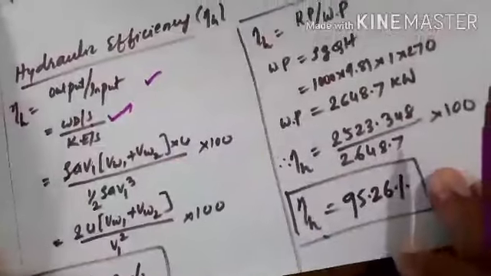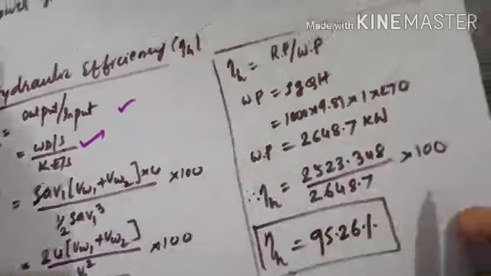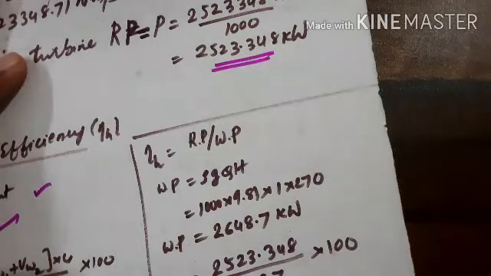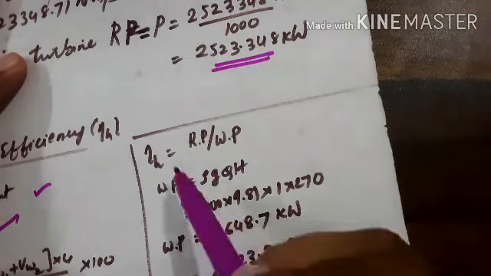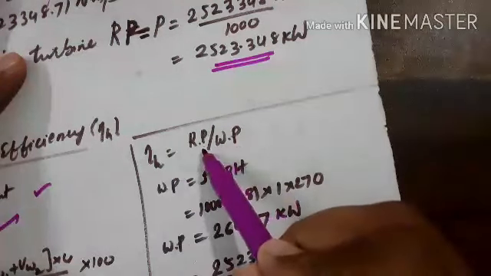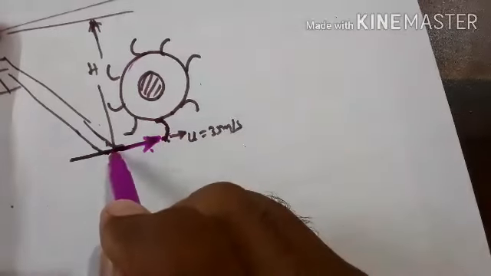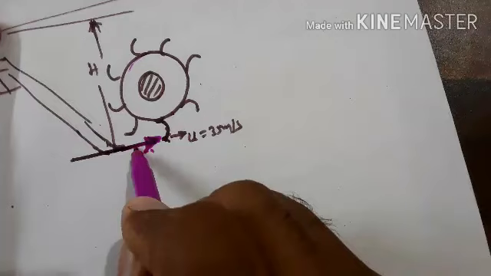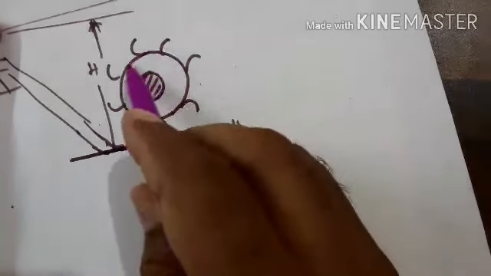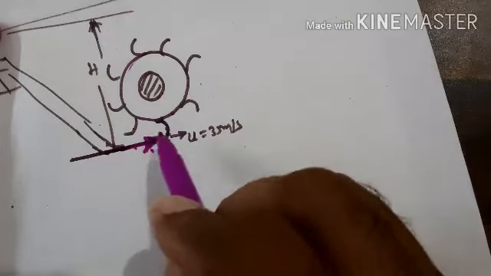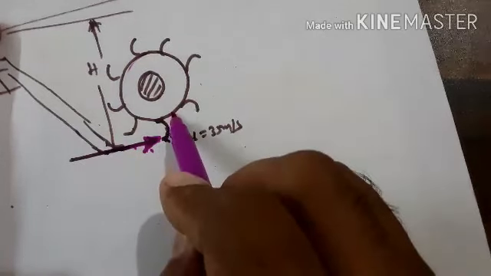And one more way of calculating the hydraulic efficiency, which we discussed while calculating various efficiencies of the turbine: the hydraulic efficiency is defined as the ratio of runner power to the water power. First comes the water power. Through the water power the runner power is generated, because the force is being transferred from the blade to the runner. Hence it is called the runner power.